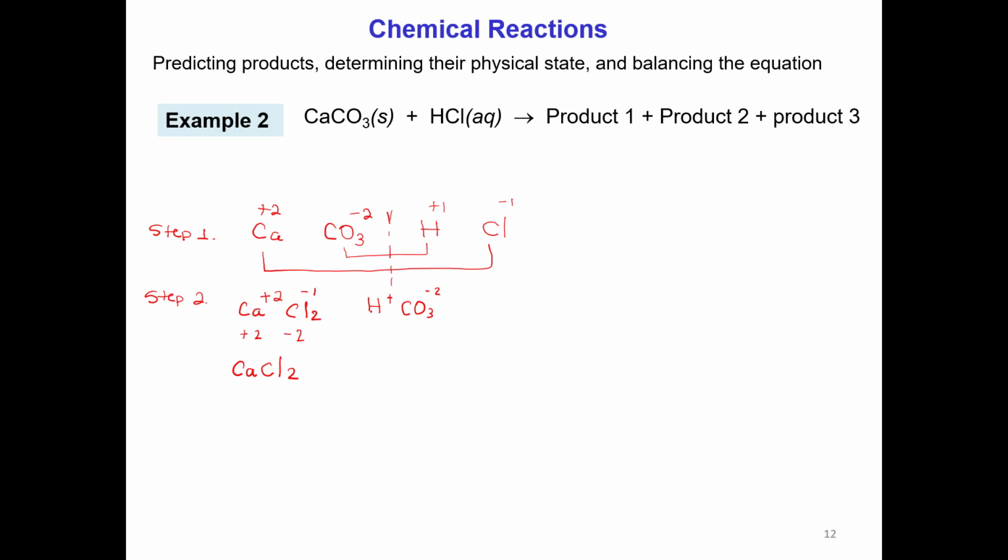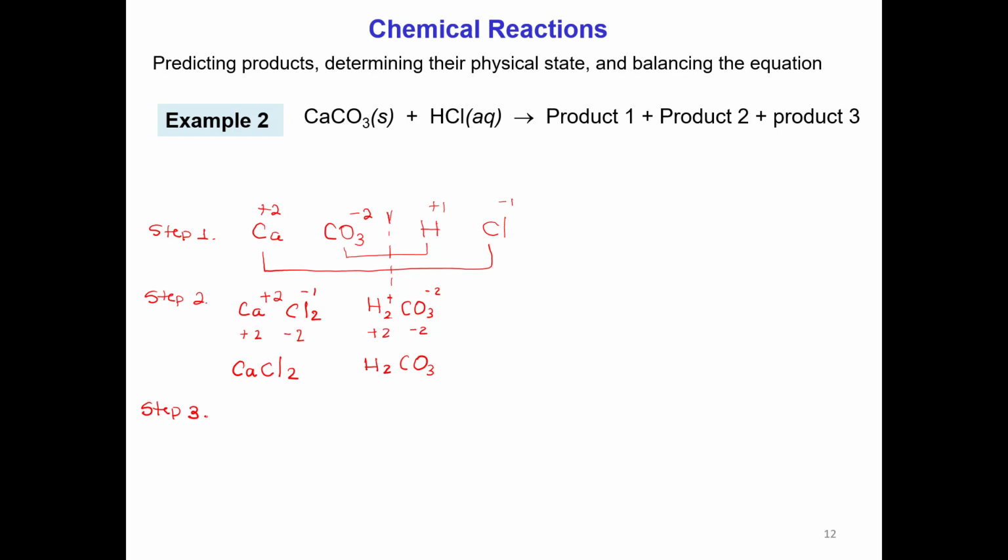In the second product, we have +1 here, and here we have -2. Then we can see we don't have a neutral product. To get a neutral product, we need to add 1 more hydrogen. Now 2 plus 1 will be +2 wait, now the charges balance. Now we have a neutral product, and we can write the final product without any charge. And now we can move to step number 3.